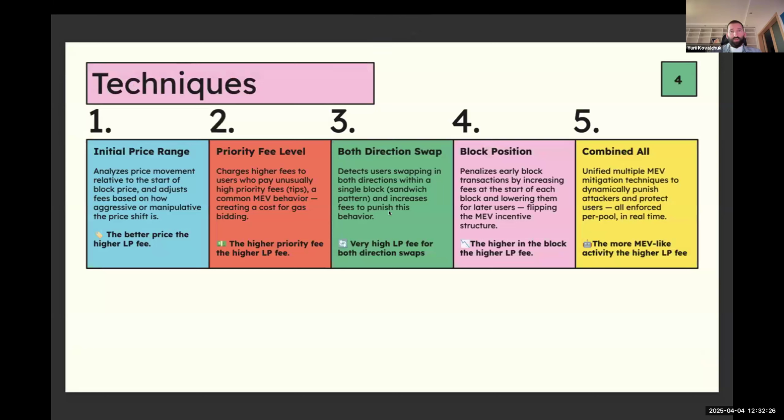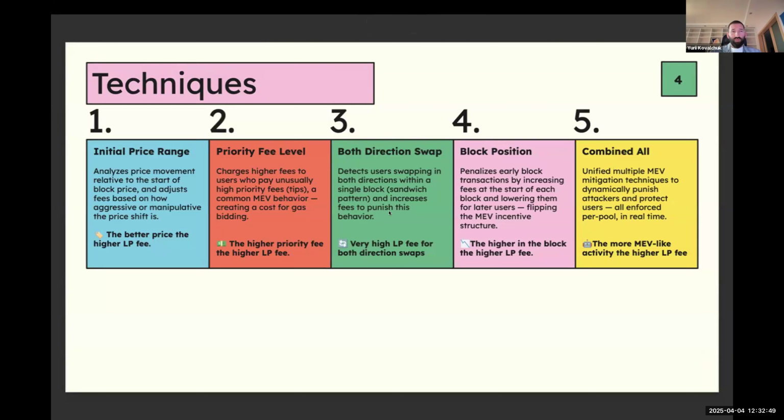Actually, it's not just one hook. It's like four hooks for now, very simple ones, but each one targets one particular pattern in MEV activity. Each one tries to identify this pattern and increase or decrease a fee. The first strategy, or technique, actually is initial price range.